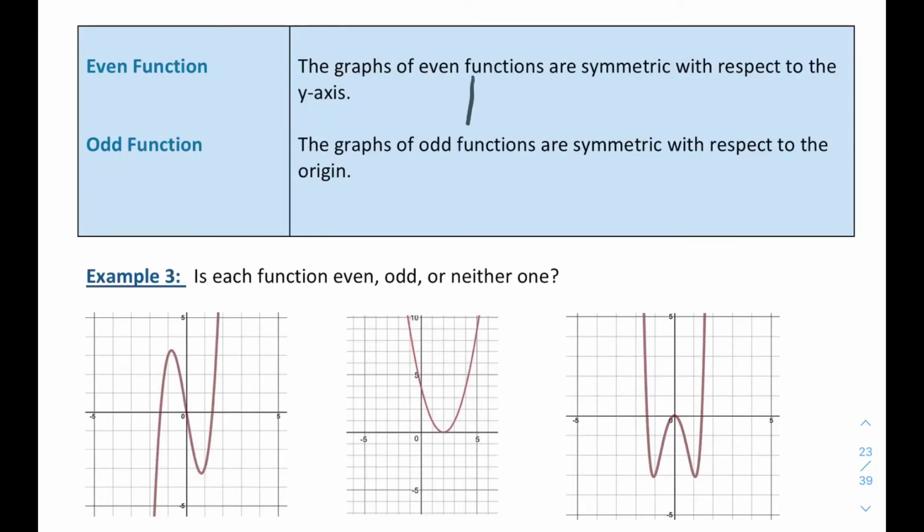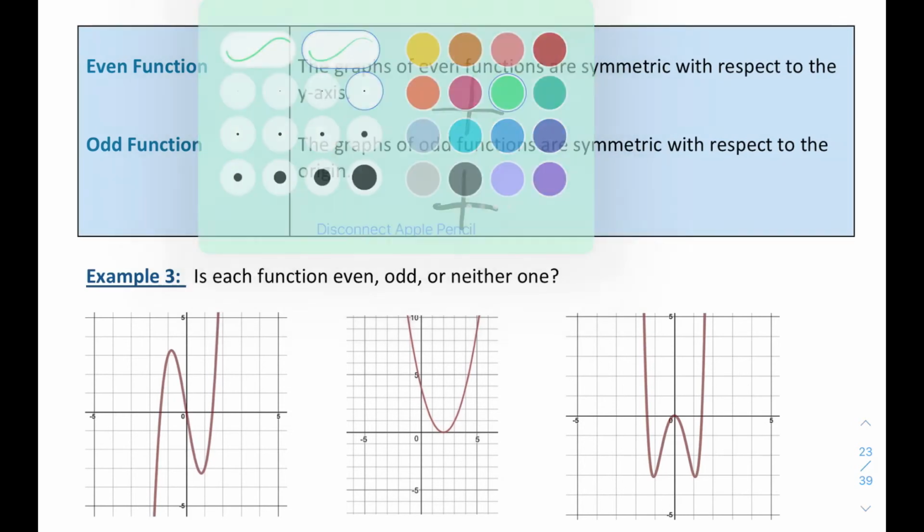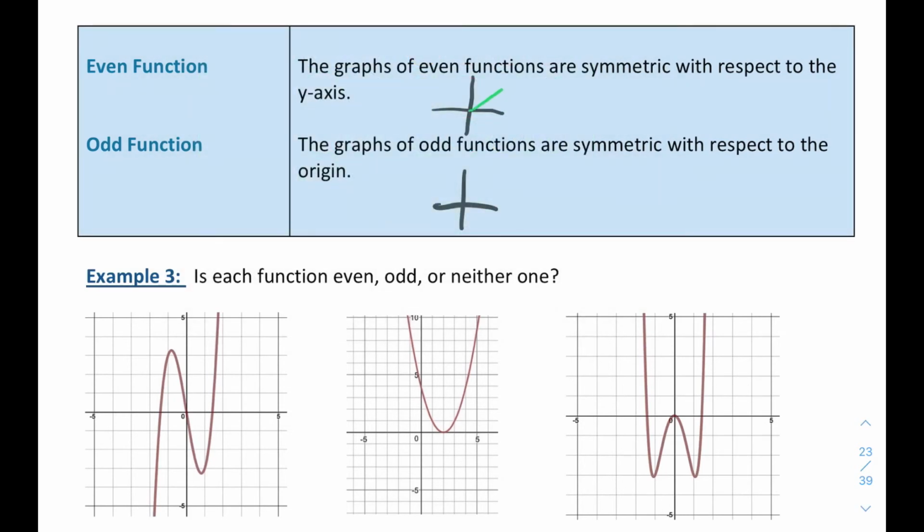So let's think about symmetry for a second. There are a couple of types of symmetries that we're going to discuss for functions. Even functions are functions that are symmetric with respect to the y-axis. So like an absolute value, you could fold it across the y-axis and it would match up with itself. Odd functions are symmetric with respect to the origin, which means basically you can rotate it 180 degrees, flip it upside down, and it's going to look the same as your original one.